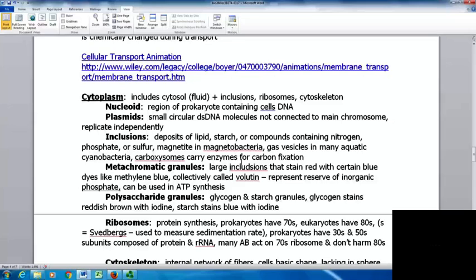The metachromatic granules are large inclusions that will stain red with certain blue dyes like methylene blue. Collectively, these are called volutin, and they represent a reserve of inorganic phosphate. They can be used in ATP synthesis. Polysaccharide granules will include glycogen and starch granules. Glycogen stains reddish-brown with iodine, where starch will stain blue with iodine.